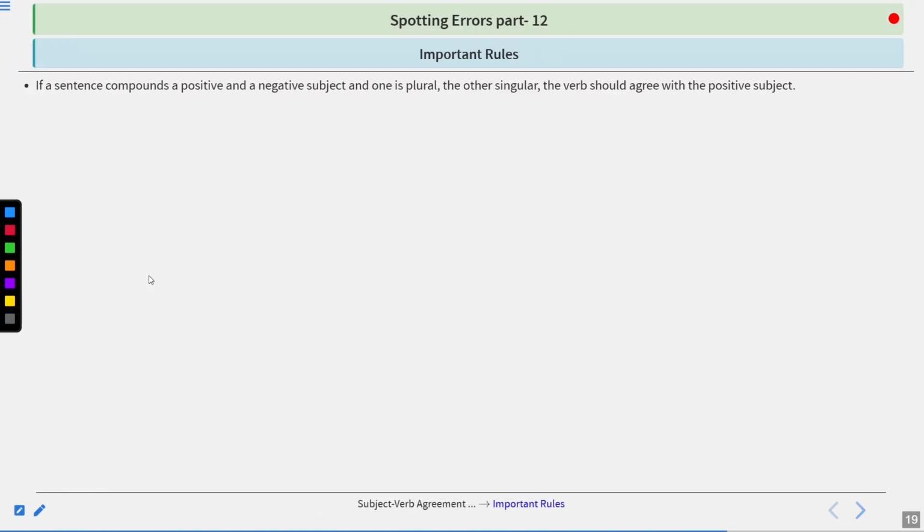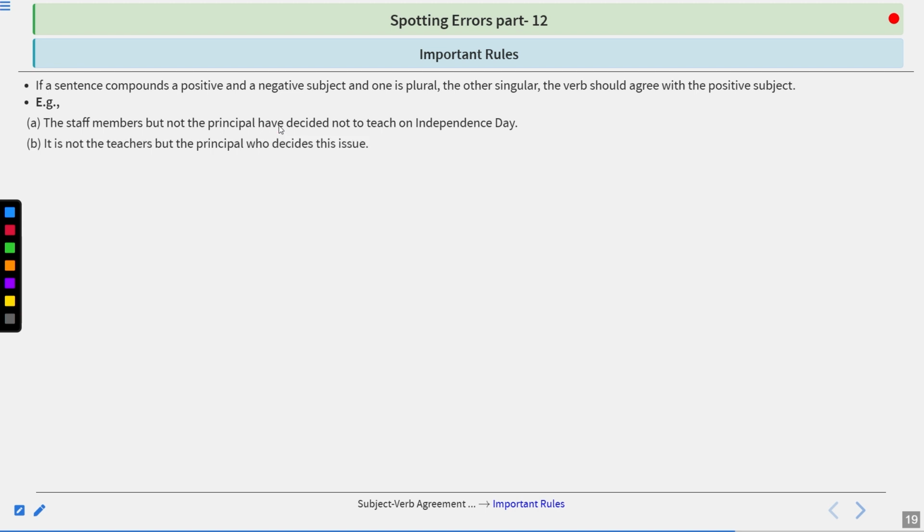Important rules. If a sentence compounds a positive and negative subject and one is plural, the other singular, the verb should also be with the positive subject. The staff members, but not the vice principal, have decided not to teach on Independence Day. So here we have used have, which is a plural verb. It is not the teachers but the principal who decides this issue.